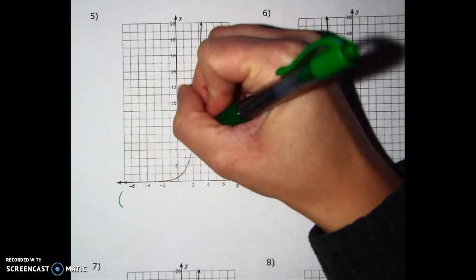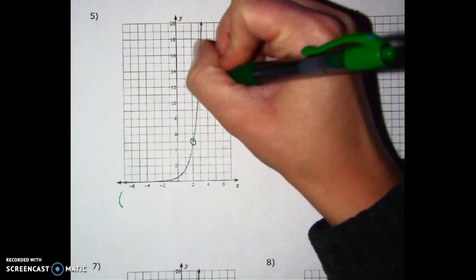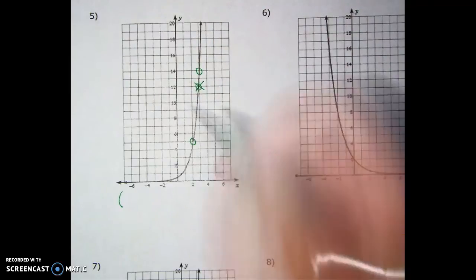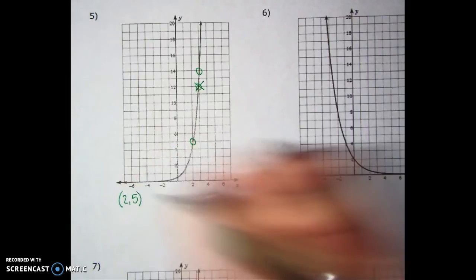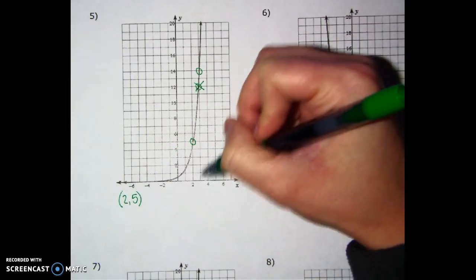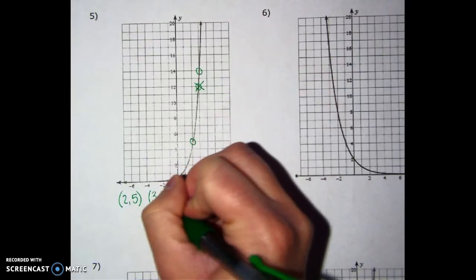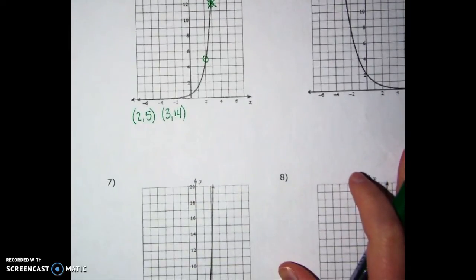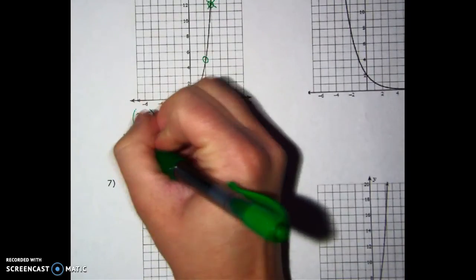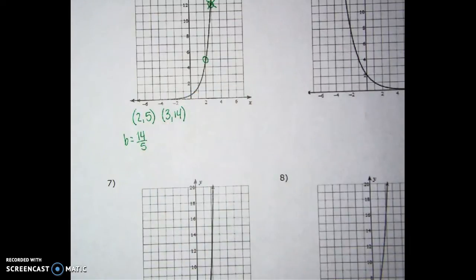Actually, I'm going to use this as one of them. I'm not going to use that one. My bad. So this first one is 2, 5. And the next one is 3, 14. Okay, so same thing. Find b. That's 14 over 5, and that does not simplify at all, so I'm just going to leave it as that.